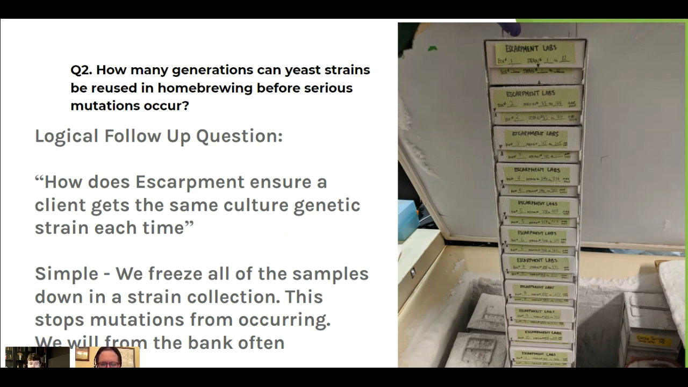And the reason is that the way we get around this is we freeze all our cultures down. So we have all the cells frozen in small little vials, and this allows us, whenever we need to, to go back to these vials, pull samples from there, re-streak them out, and ensure that the culture we're working with is the same genetic culture we were working with 1 month ago, 2 months ago, 3 months ago, 6 months ago, consistently several years ago. And this allows us to make sure that we're always selling the same organism.